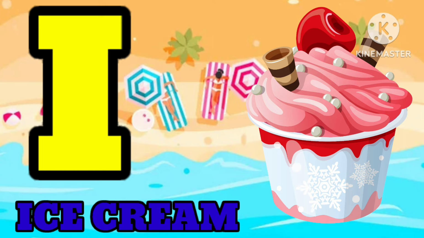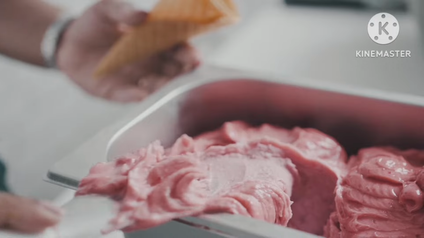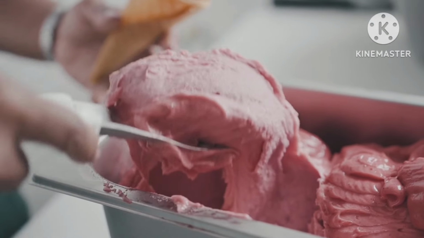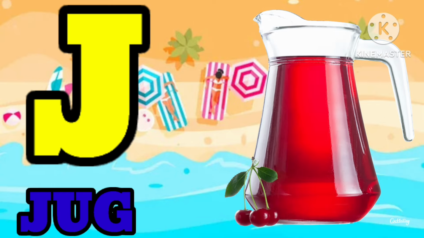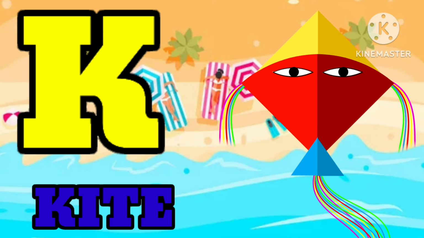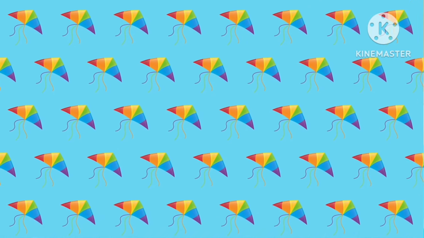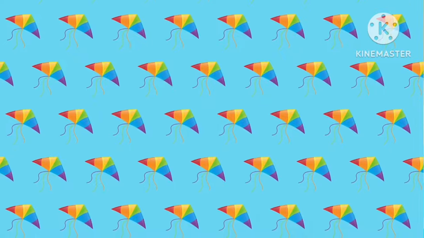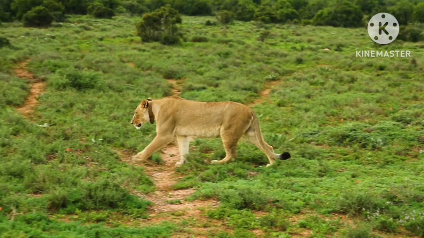I for ice cream. Ice cream means? Ice cream. J for jug. Jug means? Jug. K for kite. Kite means? Patang. L for lion. Lion means? Sheep.